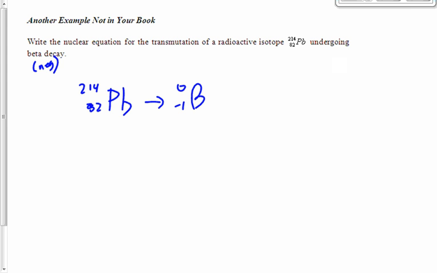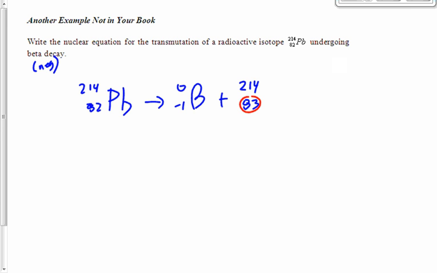So what do we got here on the right-hand side? 214 on the left, 0 plus what equals 214? 214. 82 on the left. What do we got on the right? 83. Good. This is probably, if not the most common, certainly one of the most common mistakes that people will make in all of Physics 30.